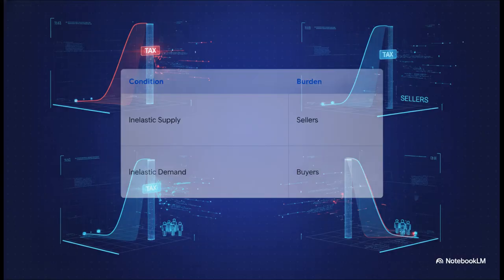The absolute key here is elasticity, which is really just a fancy economics term for flexibility. If supply is highly inelastic, meaning sellers cannot easily change their production or leave the market, then sellers end up bearing the heaviest burden of the tax. Conversely, if demand is inelastic, meaning buyers absolutely must have this product and just can't change their habits, then buyers bear the brunt of the burden. The side of the market that is less flexible, the side that cannot easily escape the tax, they end up footing the bill. And that happens regardless of whose name is actually written on the tax legislation.